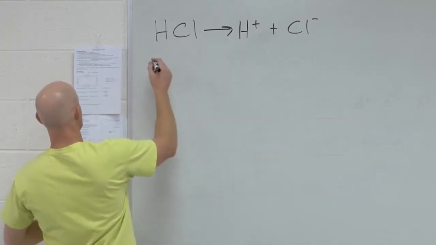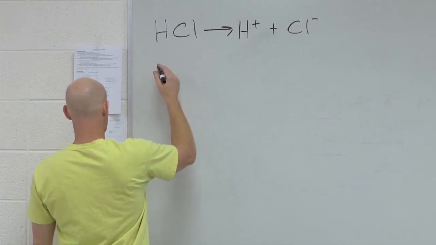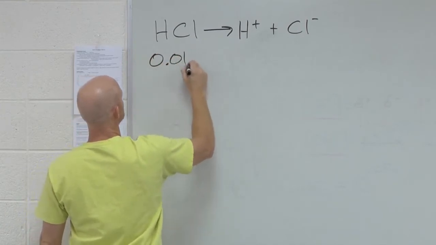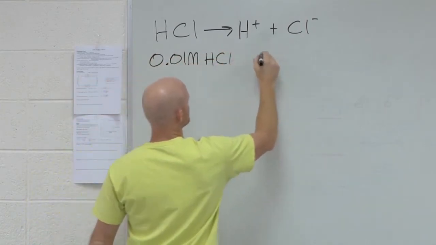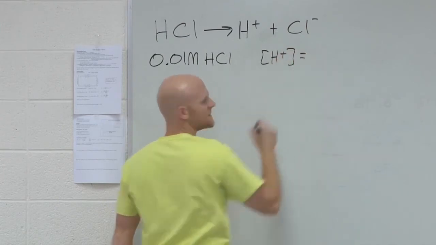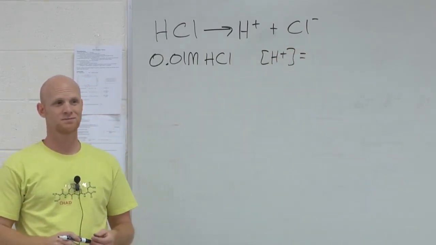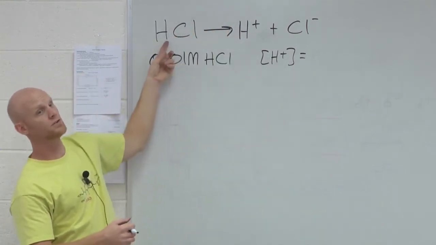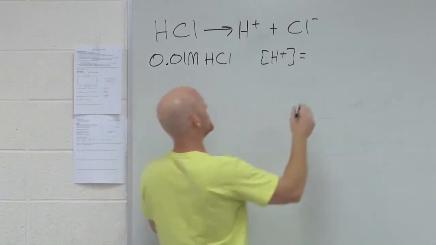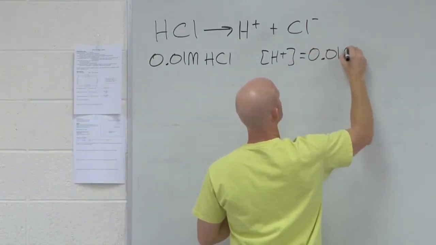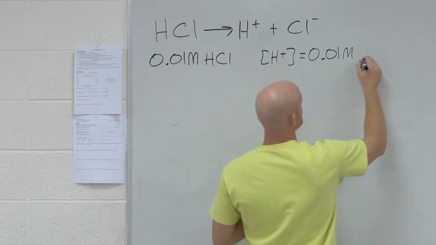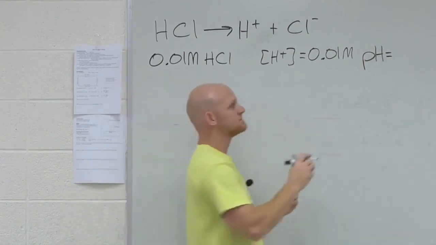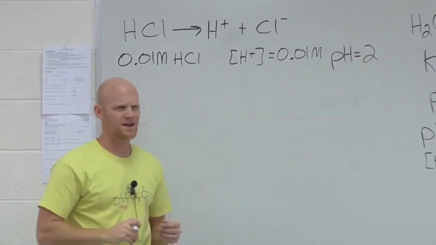If I had, say, where's the question on your handout there? 0.01 molar HCl. My question then is, what is the H plus concentration in that solution? 0.01. It's a 1-to-1 ratio. For every HCl that dissociates, and they all do, you get an H plus. And so if it's 0.01 molar HCl, then it's 0.01 molar H plus. And if it's 0.01 molar H plus, what's the pH? It's 2.